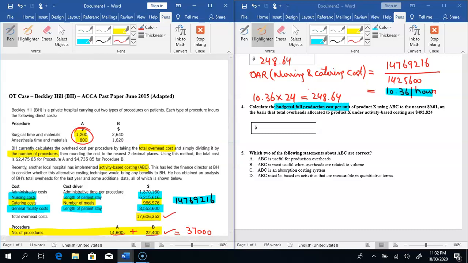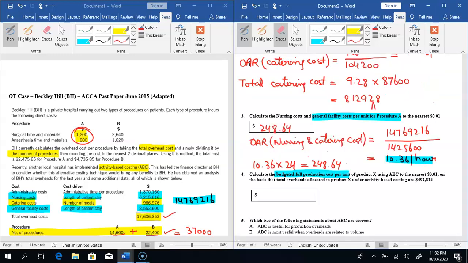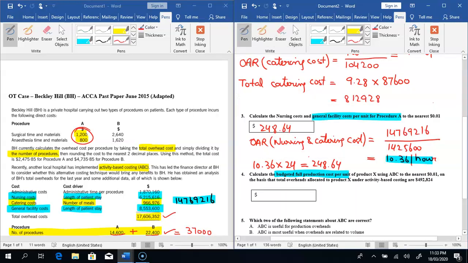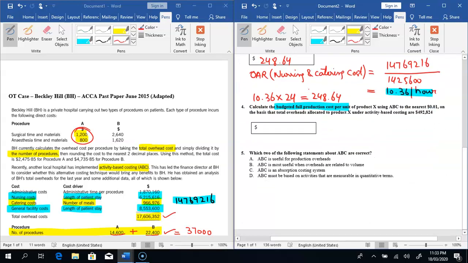So what the question requires is, the question requires us to calculate the budgeted full production cost per unit of product X. I guess there is some mistake here. This should be product A, because there is no product X in the question. So I make it product A. So we are required to calculate budgeted production cost per unit of product A. Now how do we calculate it? First of all, we need to take direct costs into account. Now direct costs are given as 2,000. I just highlighted both of them. And now we need to calculate overheads.